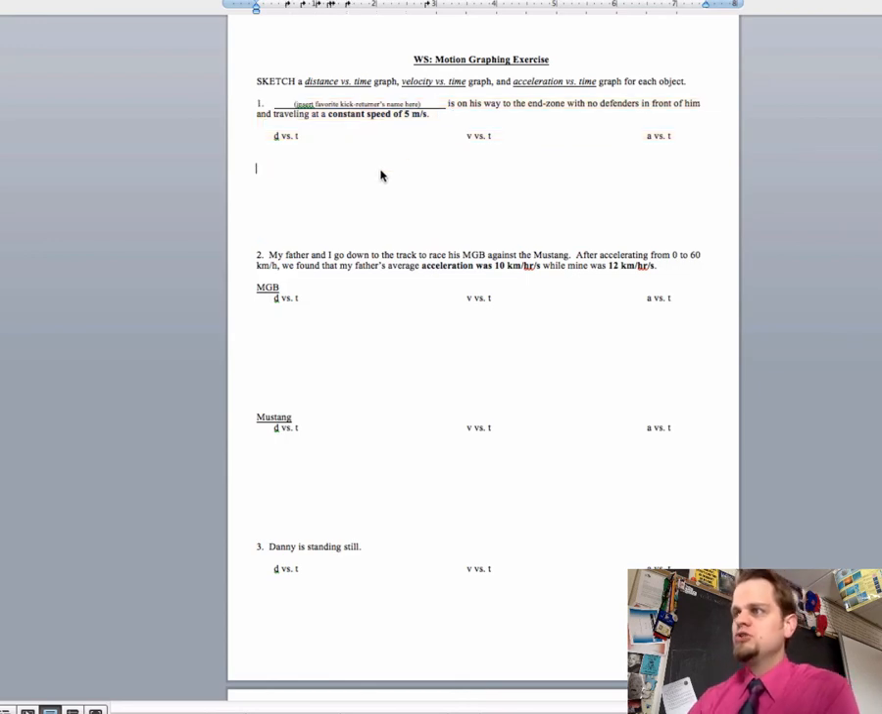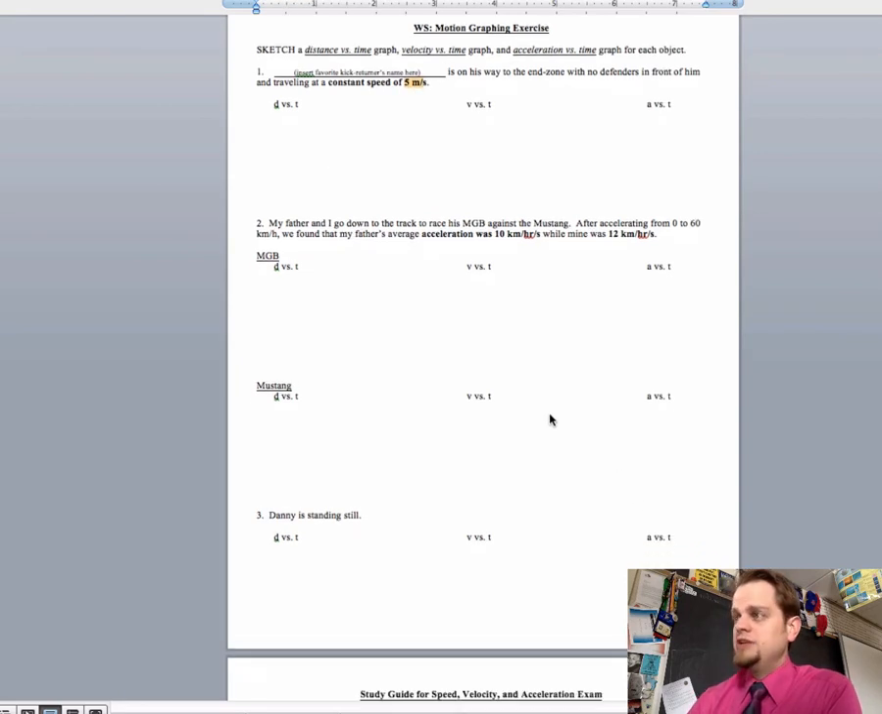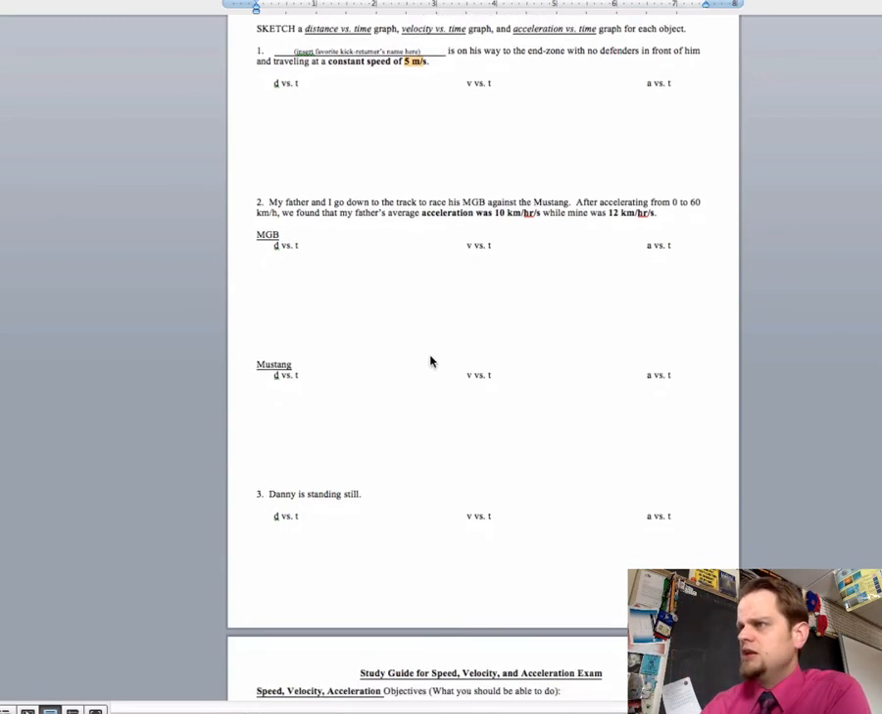And so you're going to graph the 3 types of graphs. You're going to do a distance graph for him, a velocity graph, and an acceleration graph for him. Okay. And that's with a constant speed of 5 meters per second. And you actually have to have a little bit of your scales in there, if you can. All right. Let me show you what I mean.